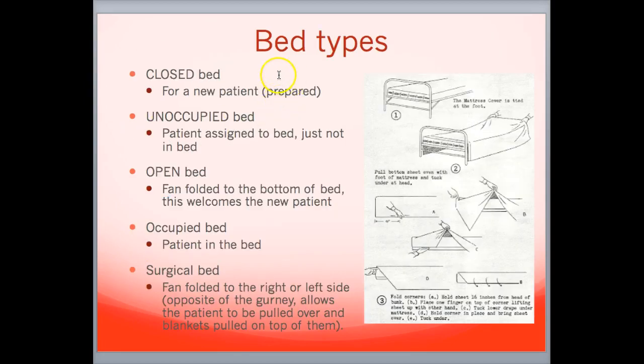Know your bed types, because a lot of times we do use that medical terminology. So the nurse might say, go close that bed, and you need to know what to do. The closed bed just means it's made and it's prepared. No one is assigned to that bed, and it's ready for a new patient when assignments come around. An unoccupied bed means a patient is assigned to that bed. It's just the patient is not in the bed.